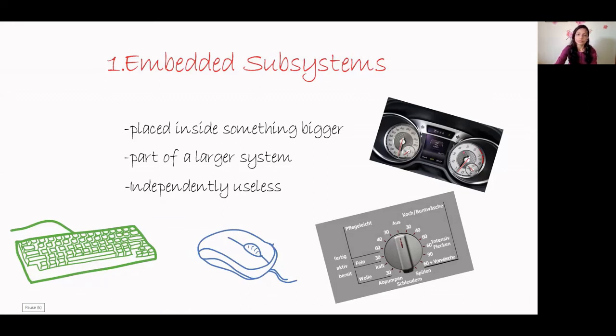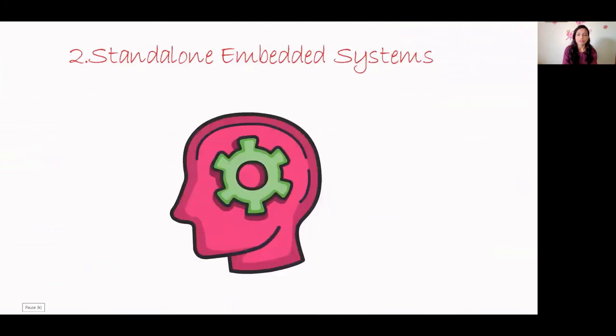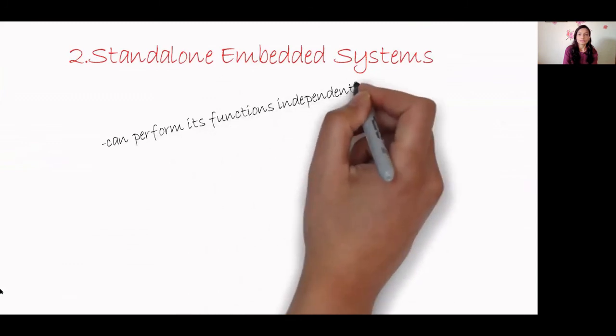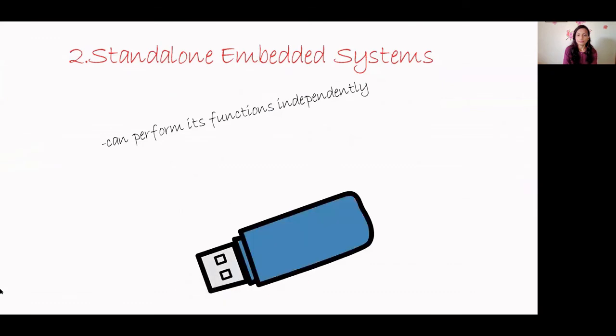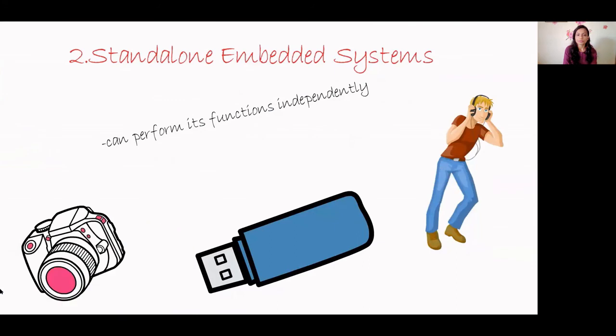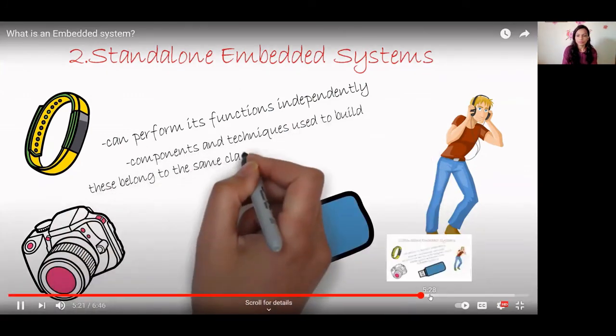Next, let's have a look at another class of embedded systems, called standalone embedded systems. What are standalone embedded systems? It's a device that can perform its function independently. Examples include USB drives, which are used to store data, microcontrollers, which handle logic, cameras, which take pictures, and display functions. Although they are not embedded in something bigger, the components used and the techniques used to build these systems belong to the same class.